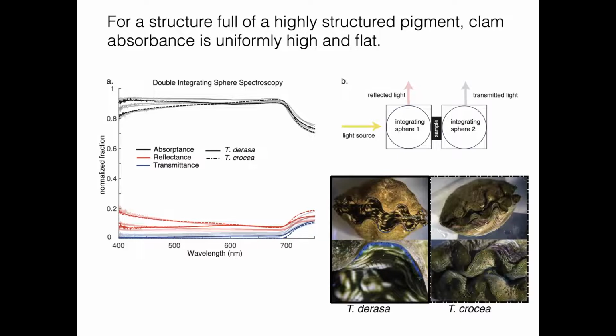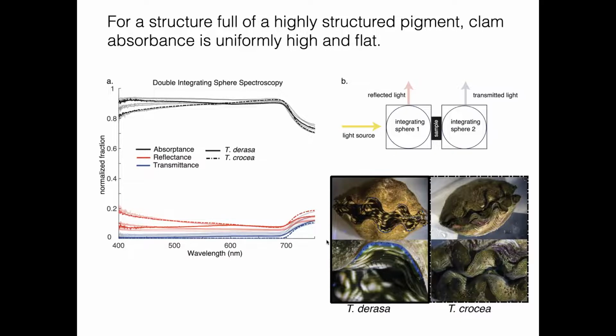When we analyzed clam tissue, so if we take a plug of the giant clam tissue and put it in a double integrating sphere experiment to measure where the light goes, we find this striking result. We see these different visual patterns of iridocytes over the surface of the clam. You might think they all behave differently. When we put them in this double integrating sphere experiment, we found that they're strikingly identical to each other, and they have strikingly high and flat absorbance.